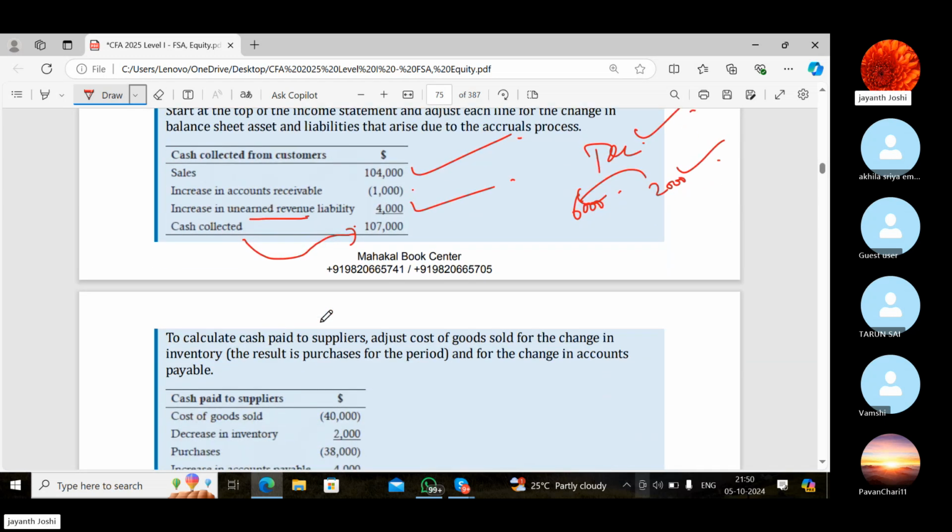Now we have to go for the cash paid to suppliers. First item, cash collected from customers, is done. So for cash collected from customers, you have to start with revenue. You have to look into receivables, and also unearned revenue if it is given. If this is not given, only receivables is okay.